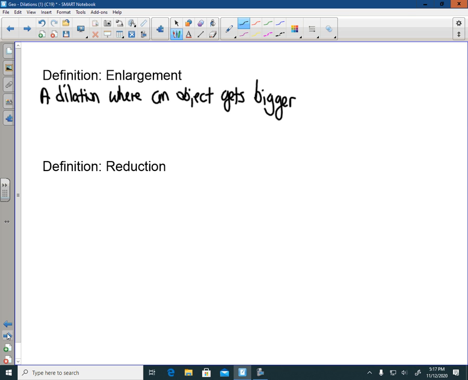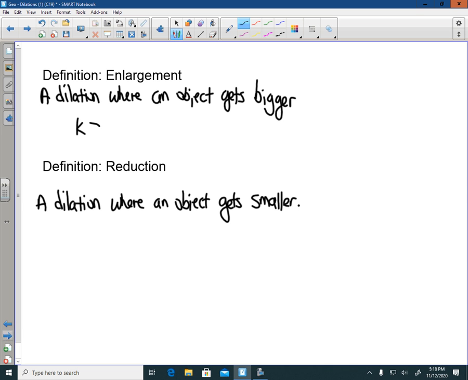And a reduction is a dilation where an object gets smaller. That's not really a surprise. We know what enlargement means, we know what reduction means, so that kind of follows along. But the one thing you want to think about is that you can calculate a scale factor, and you can tell whether it's going to be an enlargement or a reduction just by knowing the scale factor. Something is going to get bigger if your scale factor is bigger than 1.